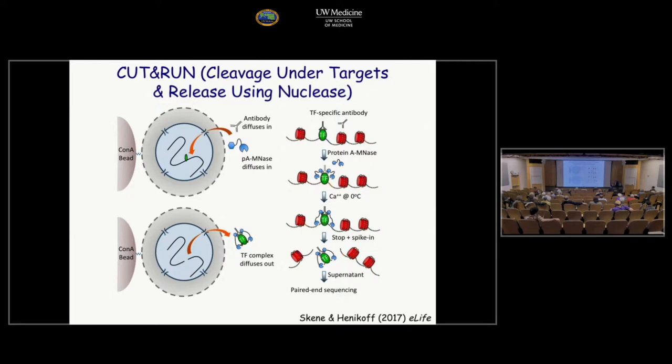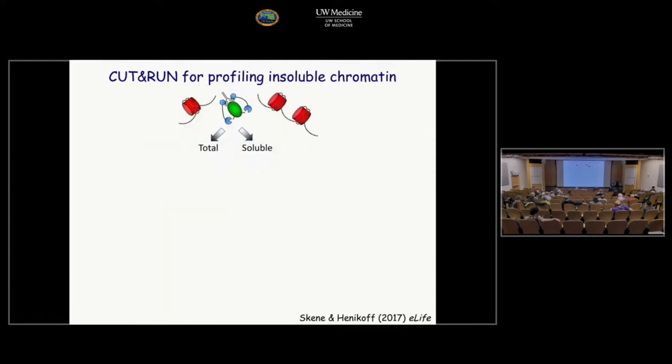Now, we're using the supernatant here. However, the yeast centromere is extraordinarily unstable, and that's because it's like a 10 megadalton complex that's bound to one site in the genome and renders it completely insoluble. But it turns out that we can use CUT&RUN in order to look at this. So we split the sample, we extract the total DNA and the soluble DNA, and the difference is the insoluble DNA.